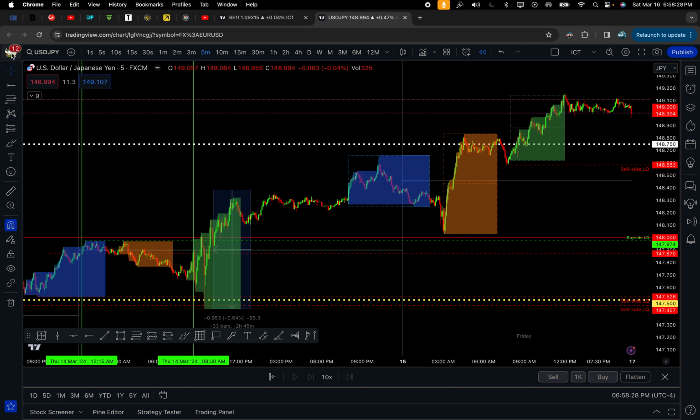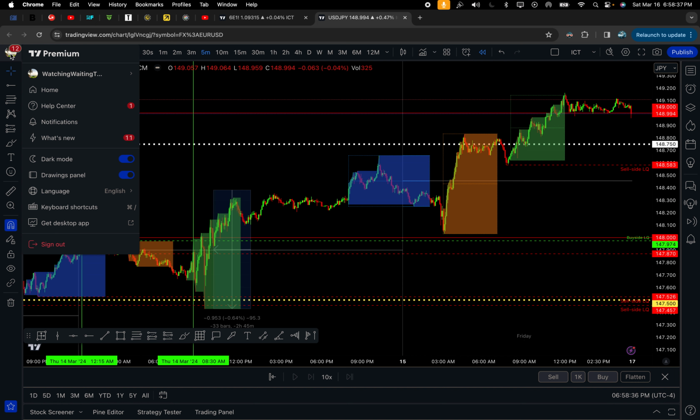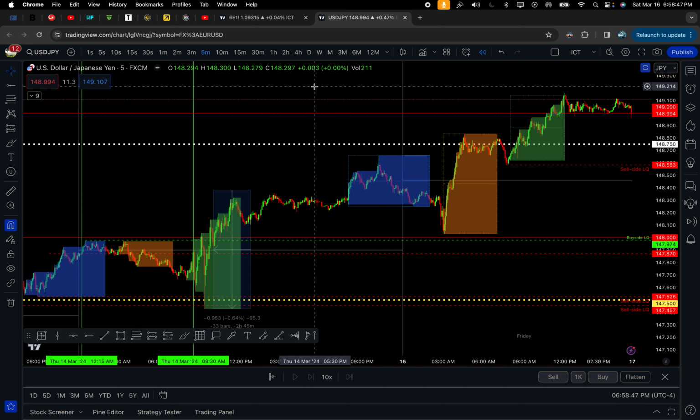Which is why I put my name here. If you can see what my name is: watching, waiting, tracking. See that? If I can click on it. Watching, waiting, tracking. Anyway, that's my TradingView username.